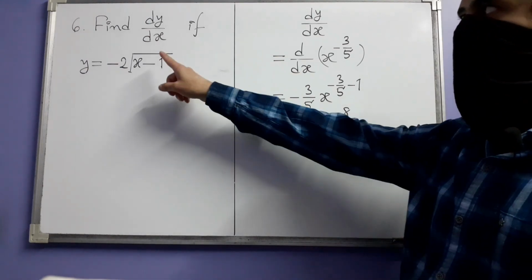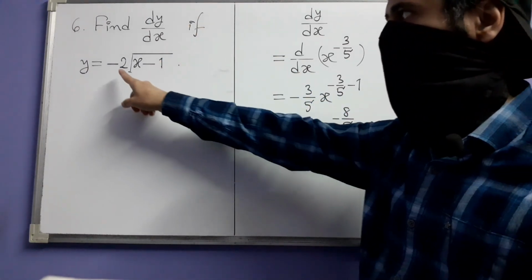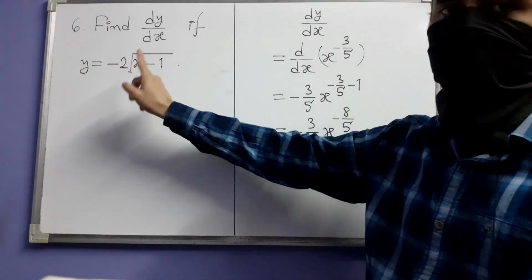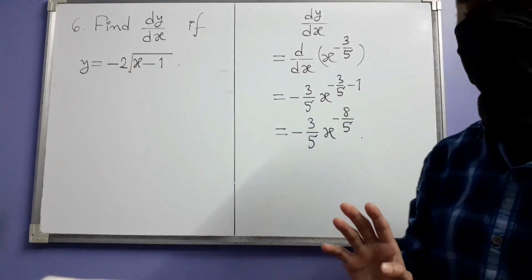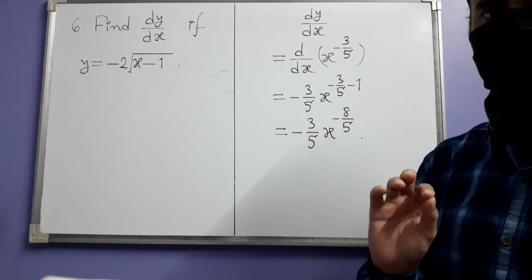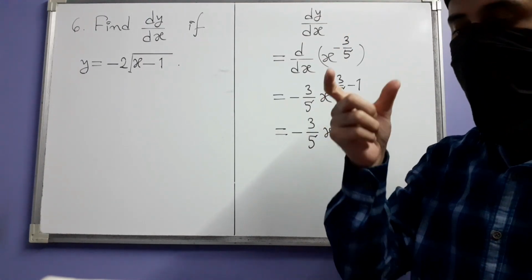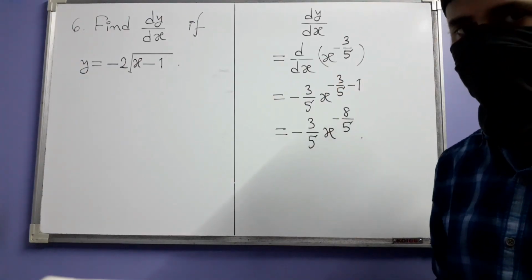Next, let us consider number 6. Here also we have to find dy dx, and here y is minus 2 times square root of x minus 1. It is still a rational power, but it is slightly more complicated. It's not exactly x to the power 1 divided by 2, but x minus 1 to the power 1 divided by 2.